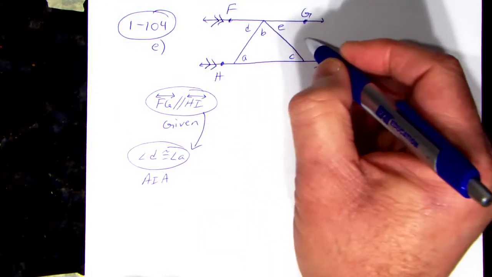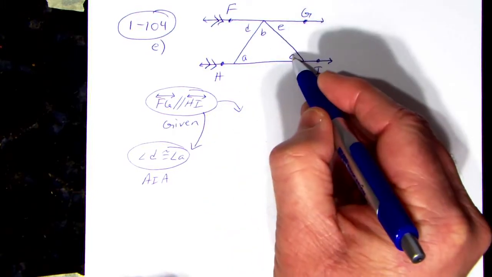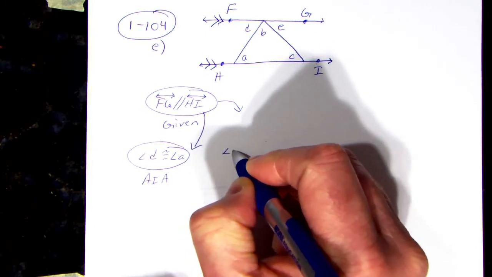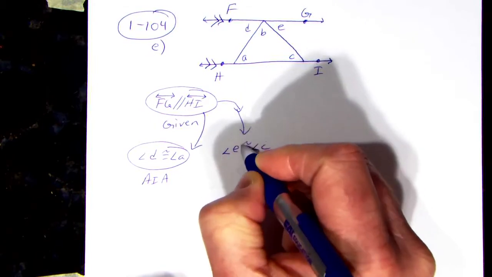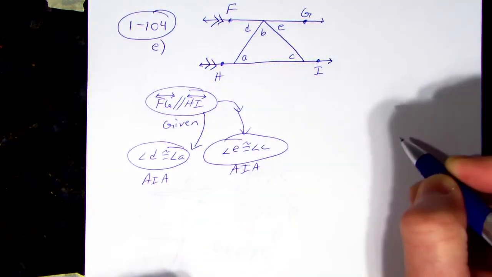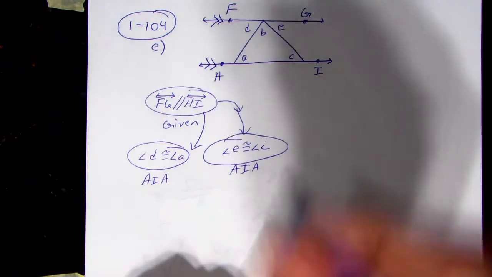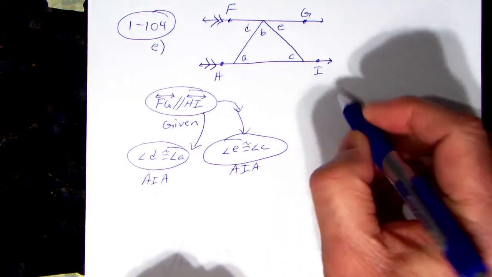Looking at the other side of the picture, we can also see that E and C are in the alternate interior angles positions. So we'll do angle E is congruent to angle C. Make that longer. Again, by alternate interior angles. Now, the other thing that we want to look at is what's happening up here with D, B, and E.